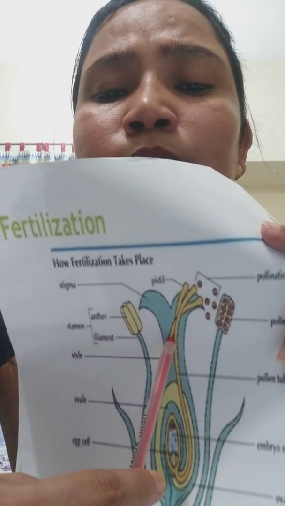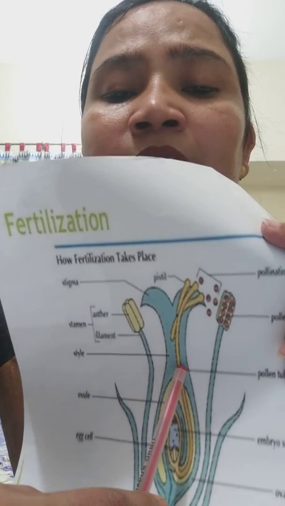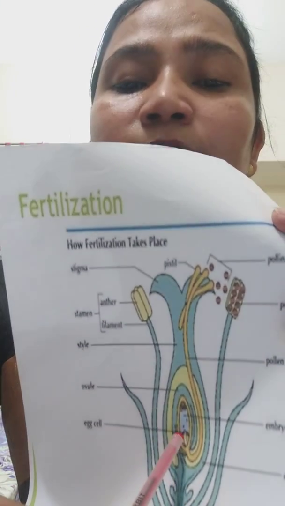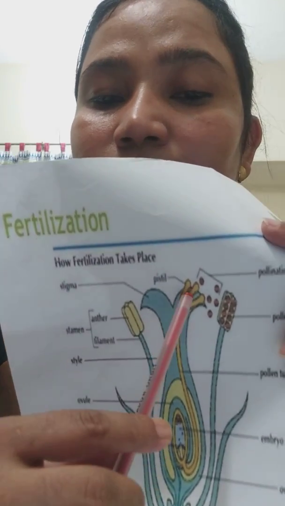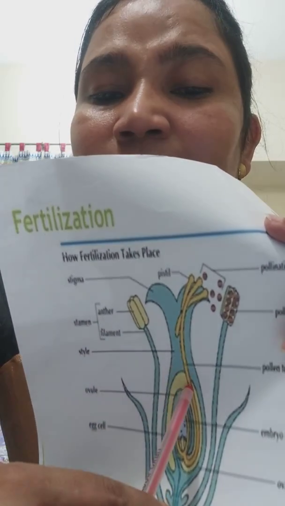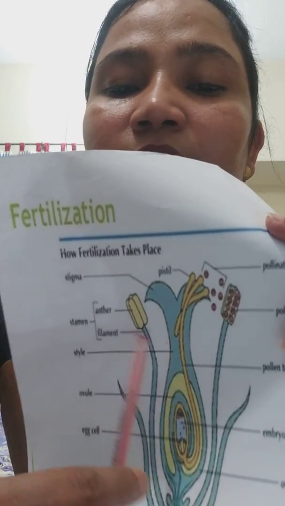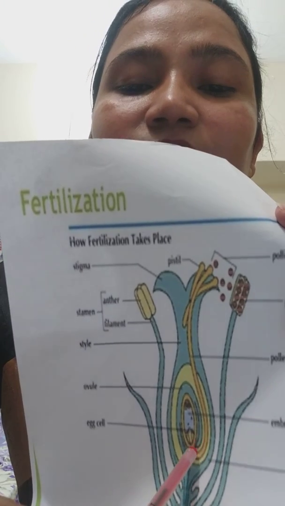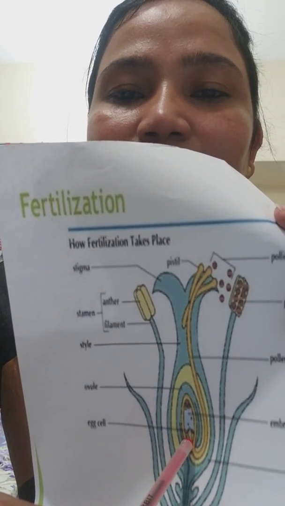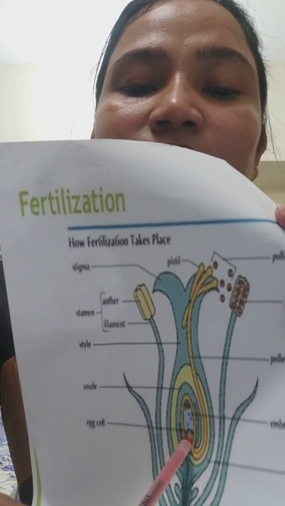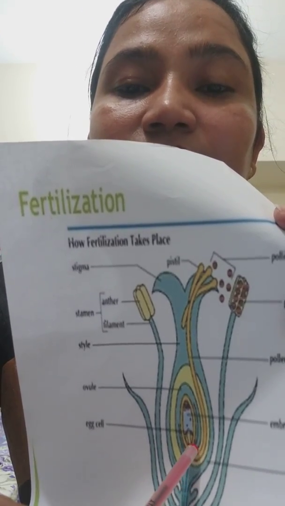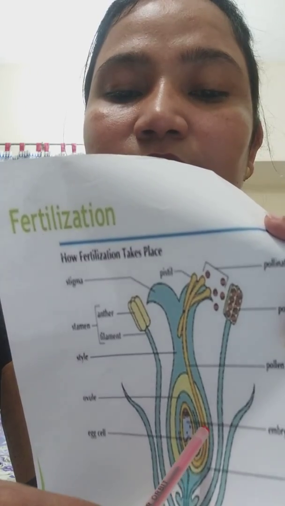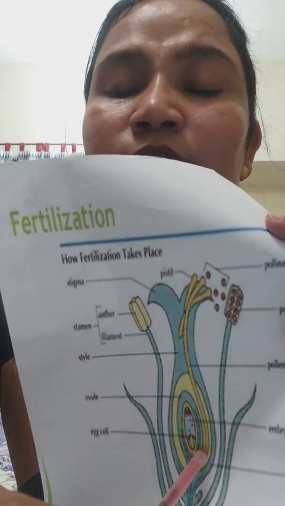The pollen tube pushes its way beside the cells of the style and goes towards the embryo sac, and finally it reaches the embryo sac. Then it ruptures the embryo sac for releasing the male gametes. By this time, two male gametes are produced inside the pollen tube.